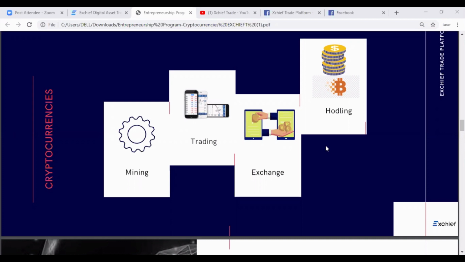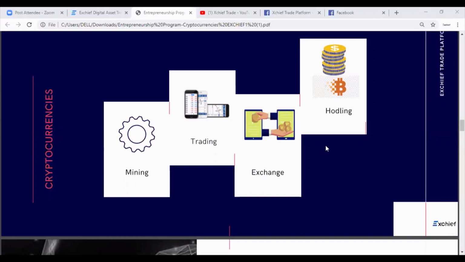Okay, so we'll say that $1 of Bitcoin will be equivalent to 5.4 cedis. So if I want to buy maybe $20 worth of Bitcoin, I have to multiply $20 by 5.4. Then I'll get the amount of money I have to pay for that amount of BTC that I want to buy. We can also benefit from holding.